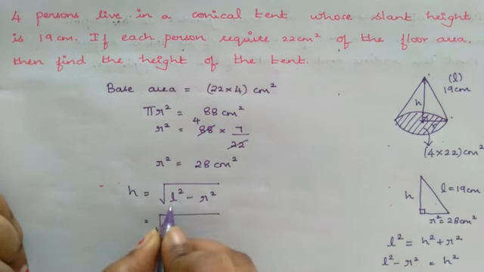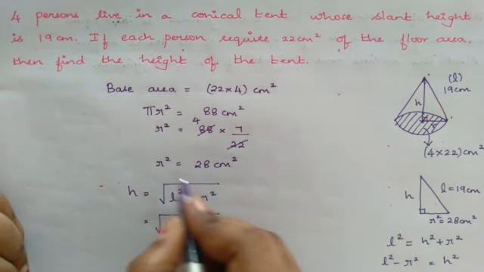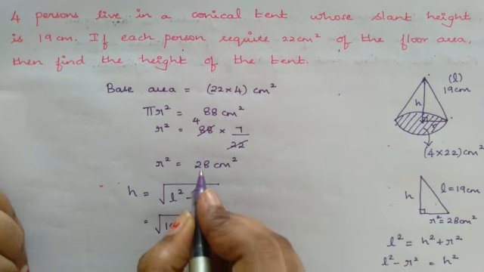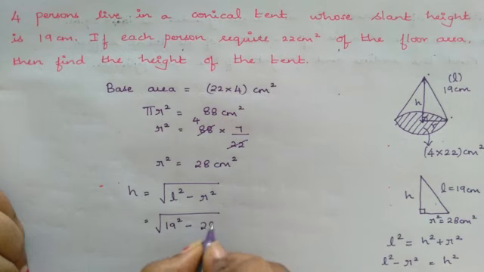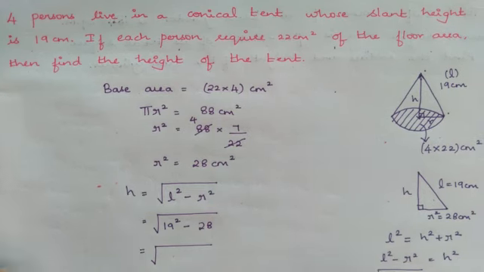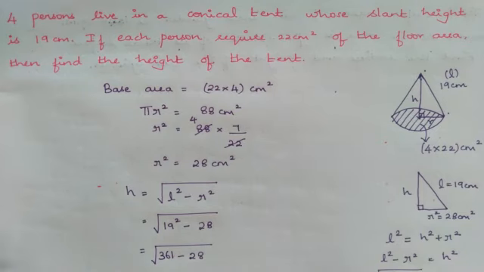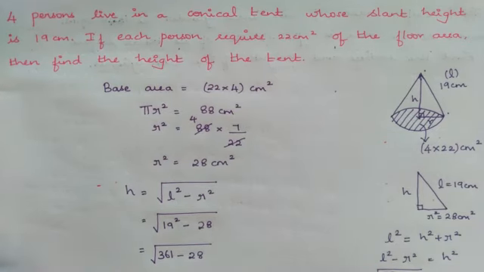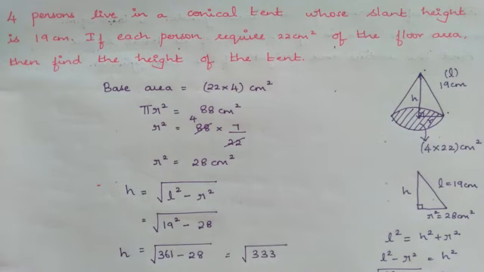So this is square root of L square minus R square, that is 19 square minus R square. Don't square this. R square is directly 28. Please don't write 28 square. R square is directly 28. Now 19 square is 361, minus 28. 361 minus 28 will be 333. So this is square root of 333. So the height of this cone is square root of 333 units.